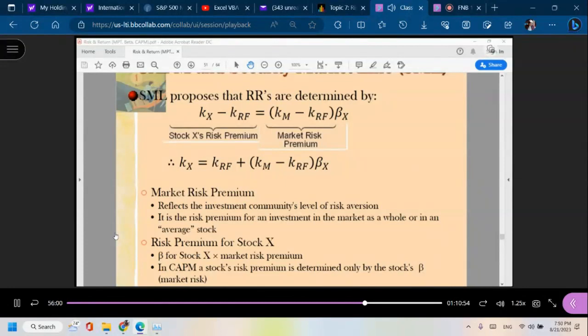So if nothing is safer than the treasury, right? Think about it. Your return on the treasury, 3 month treasury or 1 month treasury, is risk free. So even if you don't take any risk, the return on the treasury is 5%. Without taking any risk, you can still earn 5%. Makes sense?